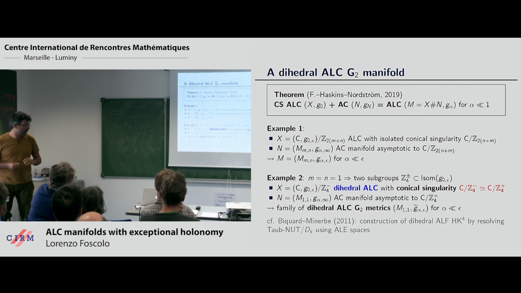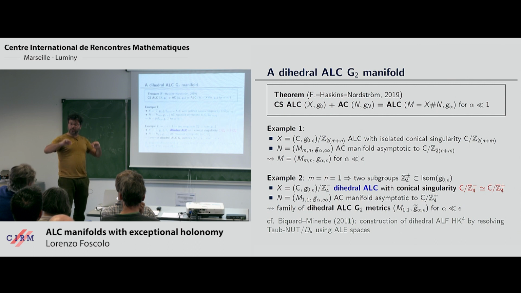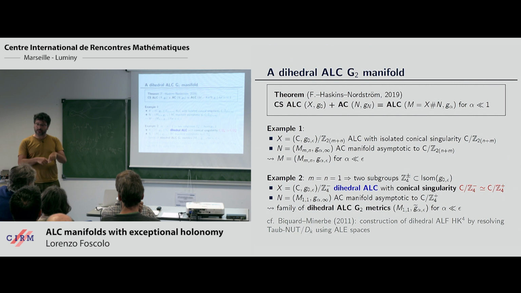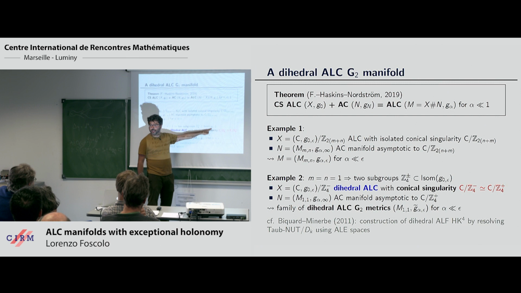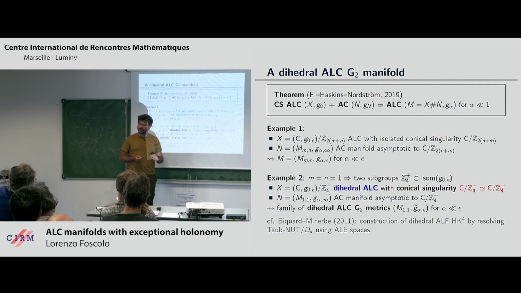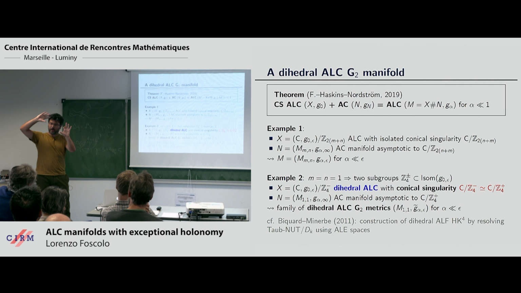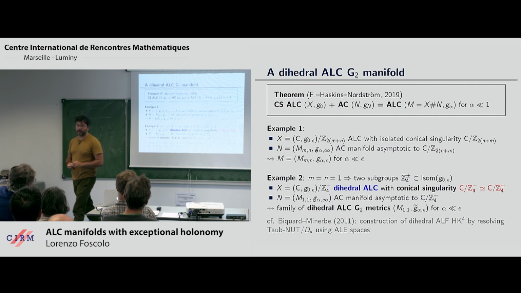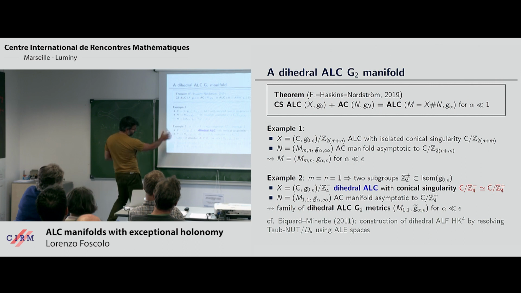So now you would need an asymptotically conical G2 manifold asymptotic to the same singularity. Here we're a bit lucky. The isometry group of the conical metric is actually larger than the isometry group of this ALC metric, and within this larger isometry group, Z4 plus and Z4 minus are conjugate. So the singularity model is actually the same as the one we had before. We can use exactly the same asymptotically conical metric. It just means that you glue it by a discrete twist, and what you get is a smooth dihedral G2 space. The moral is exactly as in the four-dimensional case.